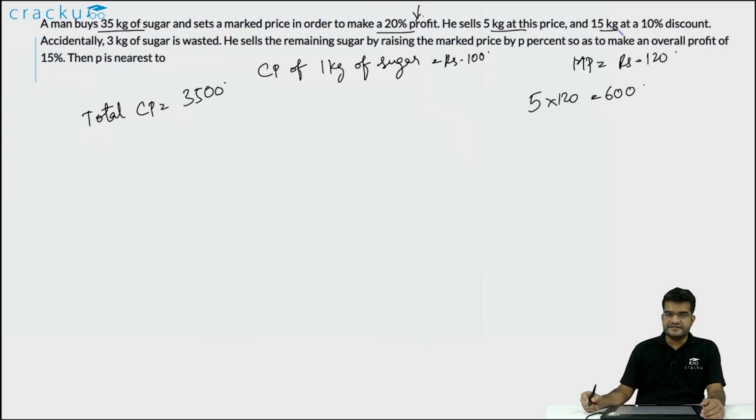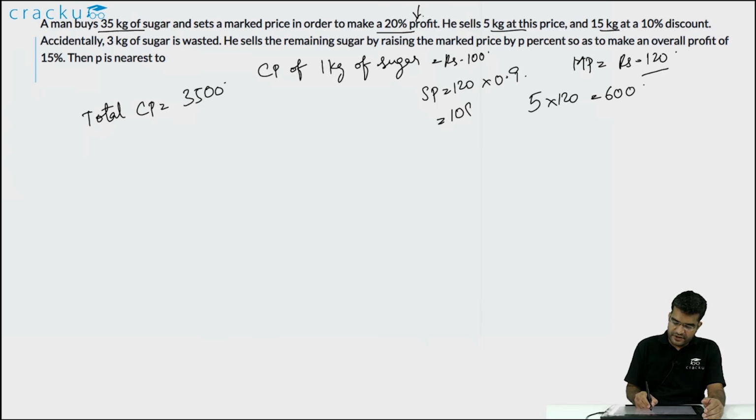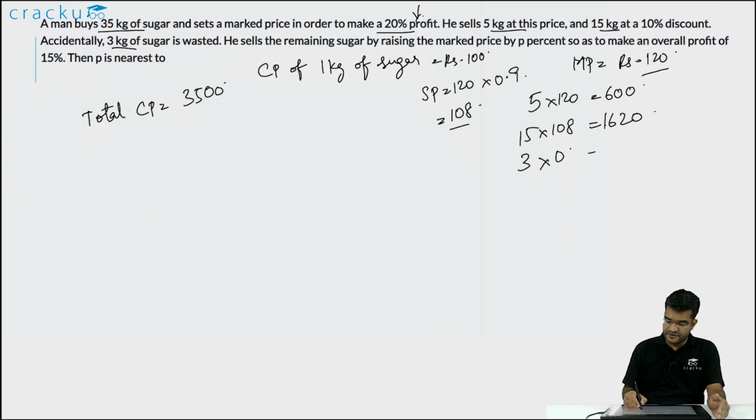And he sold 15 kgs at a discount of 10%. If he is giving a discount of 10% on 120, what is the selling price? The selling price will be equal to 120 into 1 minus 10%, that is equal to 90%. This is equal to 108. So at 108 rupees per kg, he sold 15 kgs. And what is the total amount of money he would make from it? That is 15 into 108, that is equal to 1620. Accidentally 3 kgs was wasted. So these 3 kgs he essentially made no money out of. So this is equal to 0.